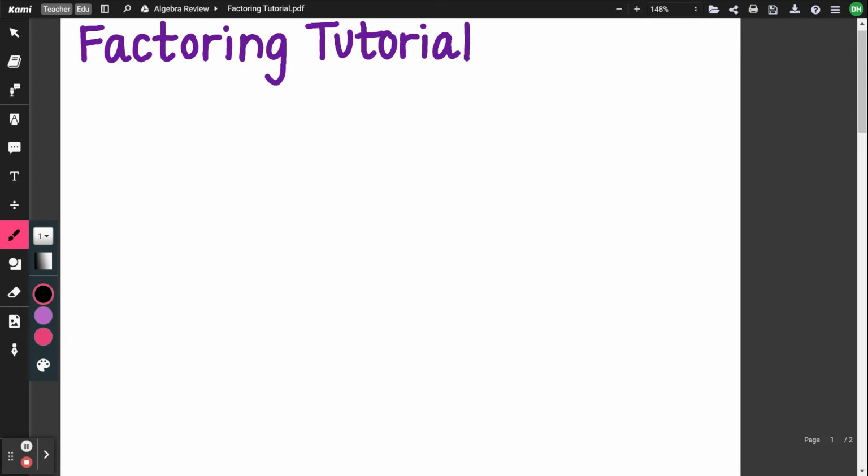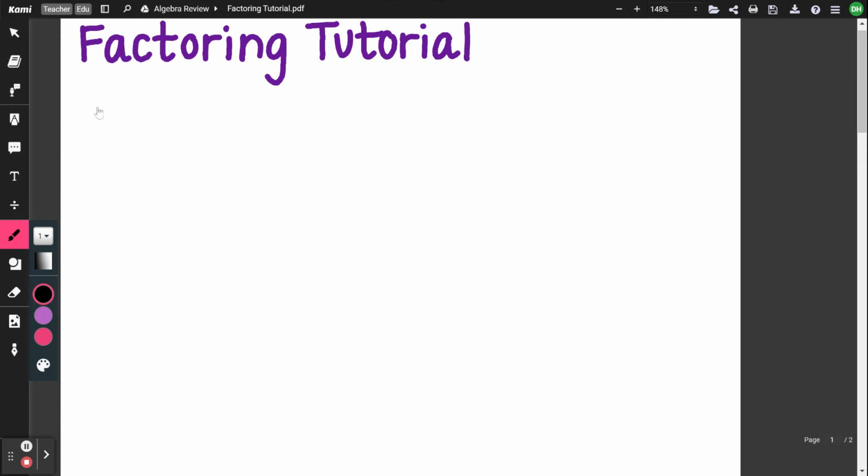Hi everyone, this is a tutorial to help you with factoring. So first you have to understand that factoring is the reverse of multiplication. It's taking an expression and breaking it down into factors. So let's start with a multiplication problem and then we can look at how to reverse that process and work backwards.